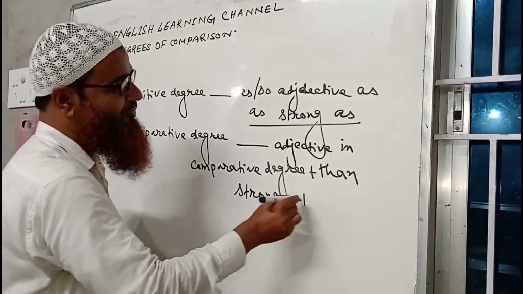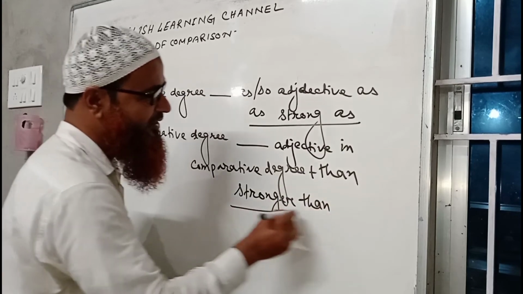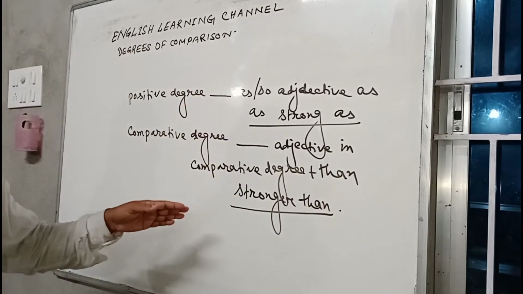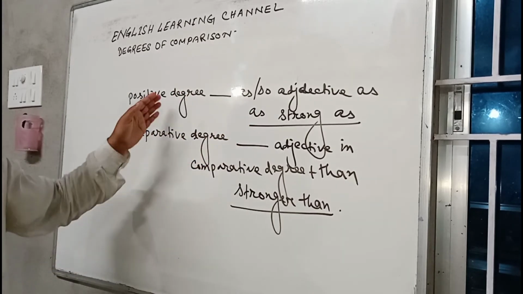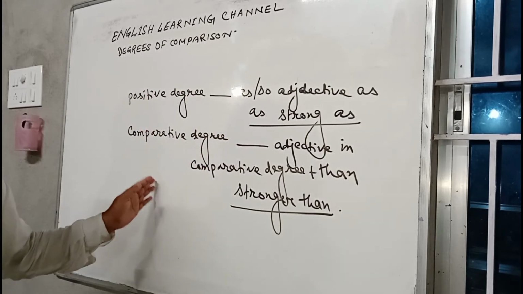So I hope we have already got the point what I am going to tell you. That means these are the changes which we have to know if we want to know the changes of degrees from positive to comparative, vice versa.